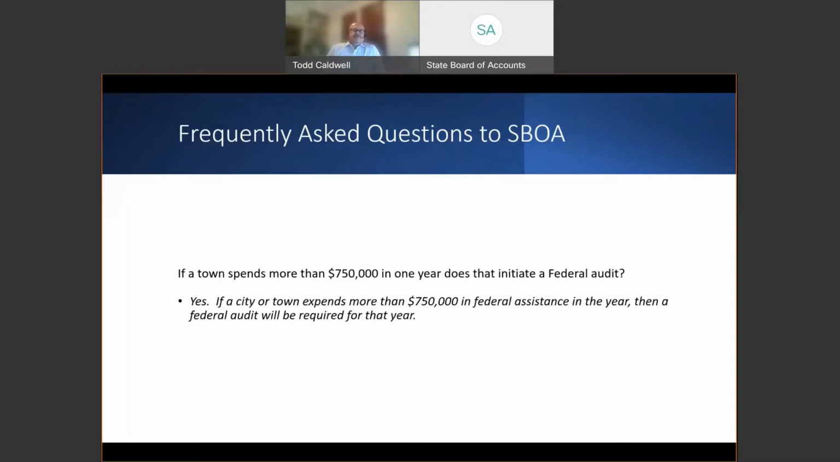If a city or town spends more than $750,000 in 1 year, does that initiate a federal audit? Yes, that $750,000 is the threshold. If you spend more than that in a year, that triggers a federal audit. And if you spend less of that in a year, a federal audit's not required.